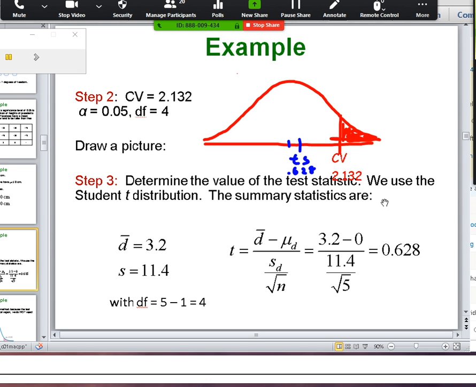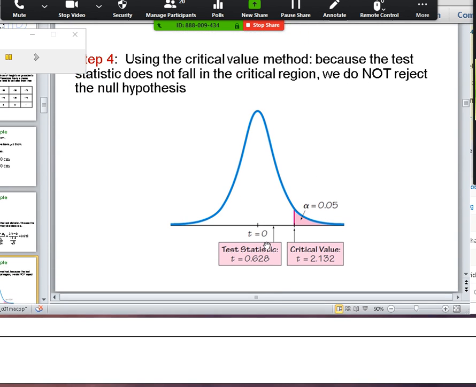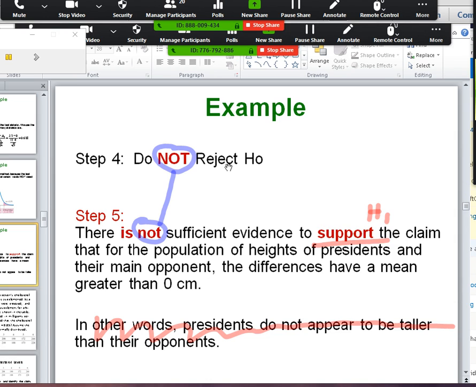So what do you guys think? Are we going to reject or not reject? Okay, good. We're not going to reject. Yep, do not reject H0. It's in the non-rejection area. So we're not going to reject it. Do not reject H0. So that means we do not have sufficient evidence to support, because again, H1 is my claim, so whenever H1 is my claim, I use the word support here. Because rejecting H0 supports my claim.